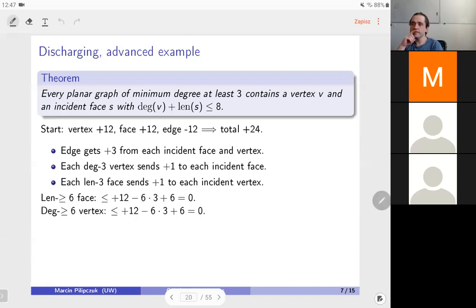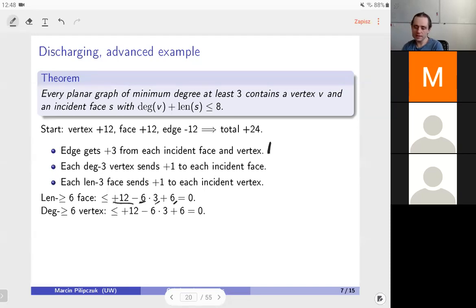So the formal analysis is that if something has length at least 6, it has no chance of getting a positive charge. A high degree vertex or a long face discharged so much that it is so far below 0 that it has no chance to get back to zero in the end. Here the guy started with +12. It discharged the number of edges around it times 3 in the first step, and then best case it got 6 back. Best case, all the incident vertices are degree 3, and they send 1 back each in the last step. So faces of length at least 6 have no chance of getting positive in the end.